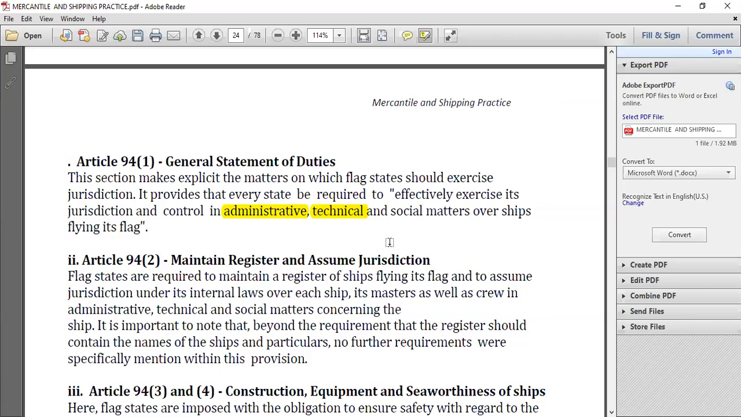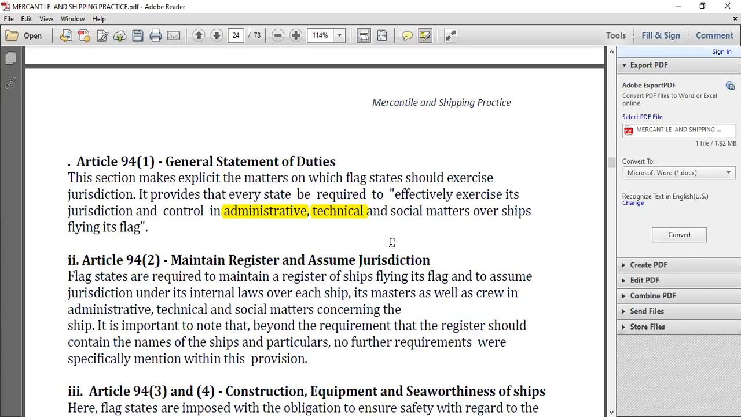That flag states are required to maintain a register of ships flying its flag and to assume jurisdiction under its internal laws over each ship, so its masters as well as its crew, in administrative, technical, and social matters concerning the ship. It is important to note that beyond the requirement that the register should contain the names of the ships and particulars, no further requirement was specifically mentioned within this provision.